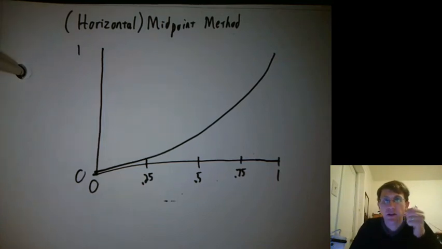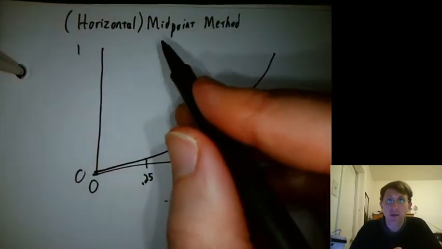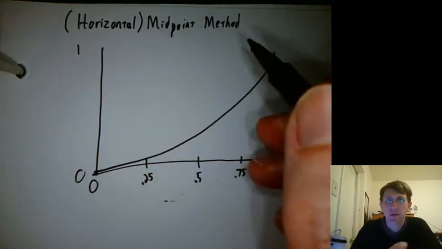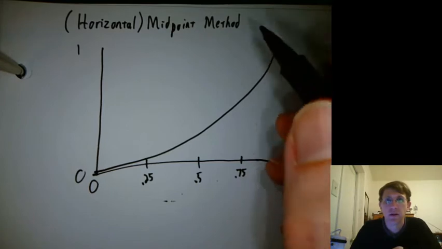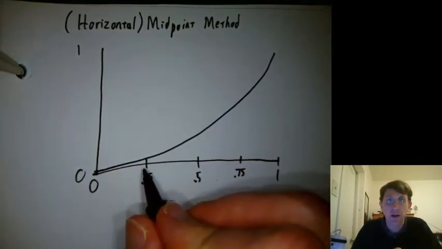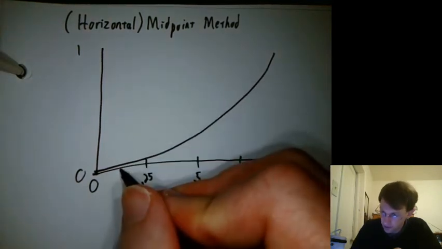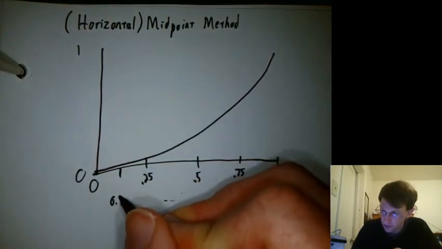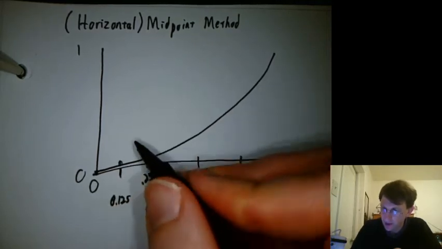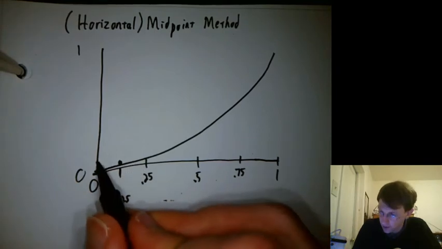All right, so we did the left method and the right method, and what else could there be? Well, how about compromising between them? So there's something called the midpoint method, which I would like to call the horizontal midpoint method, because there is something else that makes more sense as the vertical midpoint method. So instead of using the 0 or the 0.25, we're going to use the value in between those, the horizontal midpoint, which is 0.125 here, and use that as the height of the box, and draw the box like that.